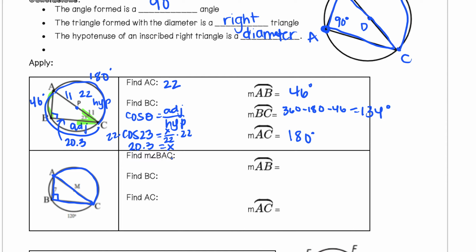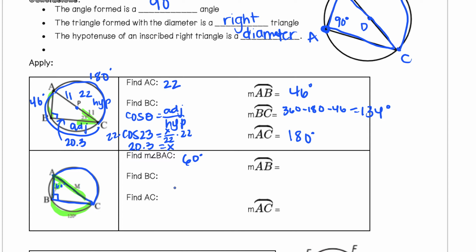The measure of angle BAC, I can see that I have a 90-degree angle, and I know that the intercepted arc for the angle BAC is 120 degrees. The inscribed angle must be half of the intercepted arc, so half of 120 would be 60. And now I know that this angle A is worth 60 degrees.